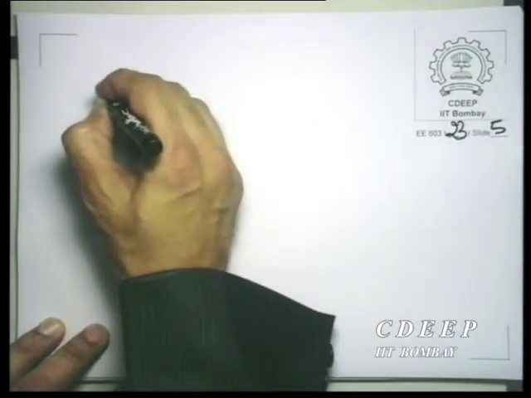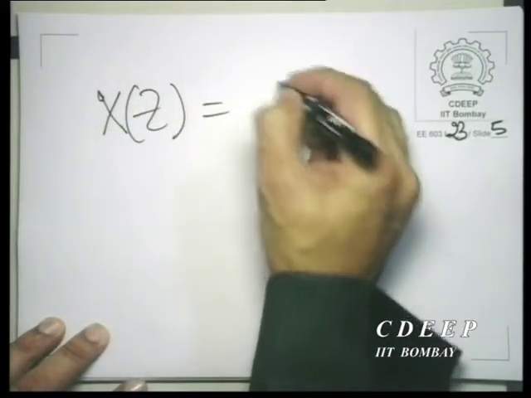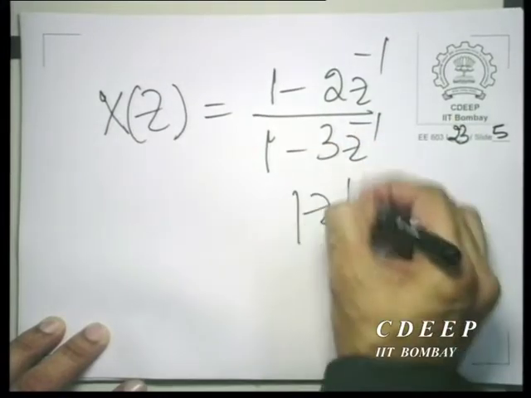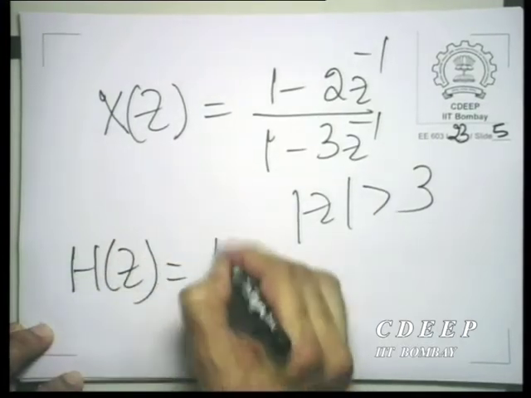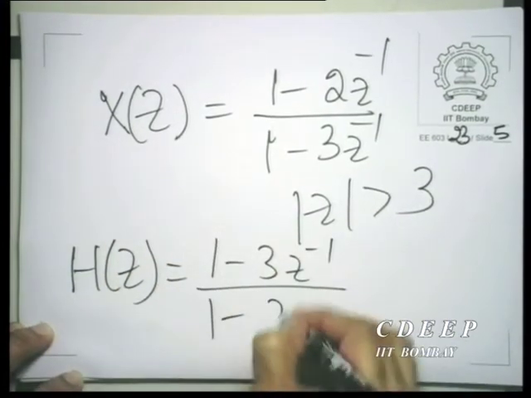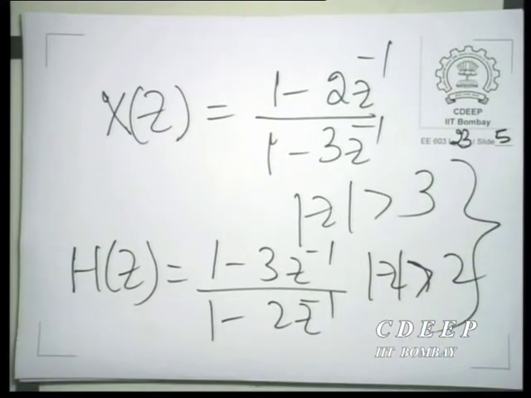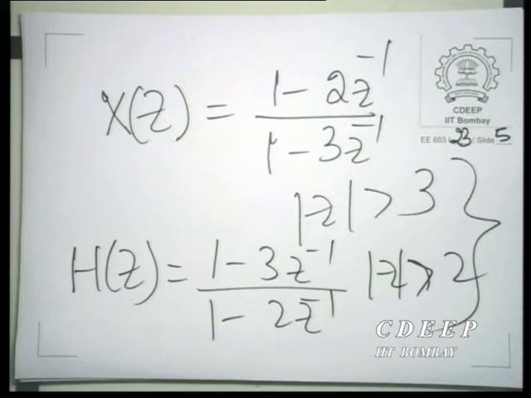In fact, we can give a very simple counter example by exploiting the Z transform. So, you see, if you take this input, 1 minus 2z, I mean I am showing the z transform of the input. And if you consider this system, the system with system function 1 minus 3 z inverse by 1 minus 2 z inverse, mod z greater than 2. Clearly, this input is unbounded, the system is unstable.